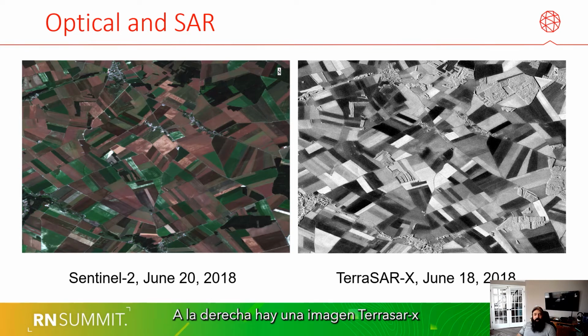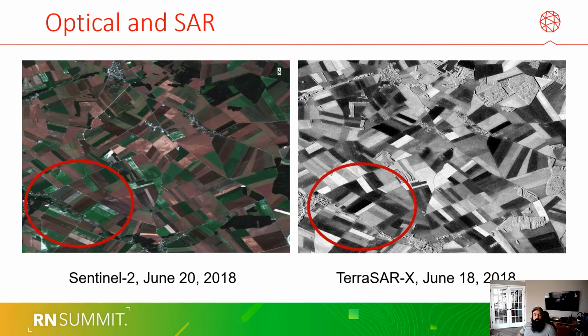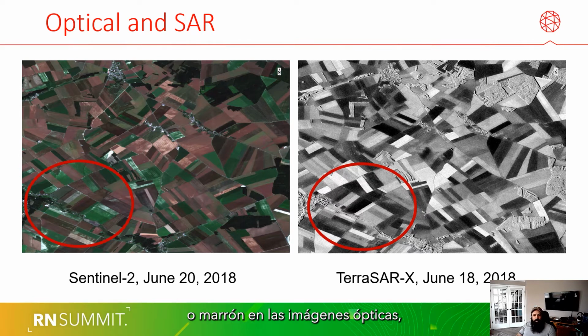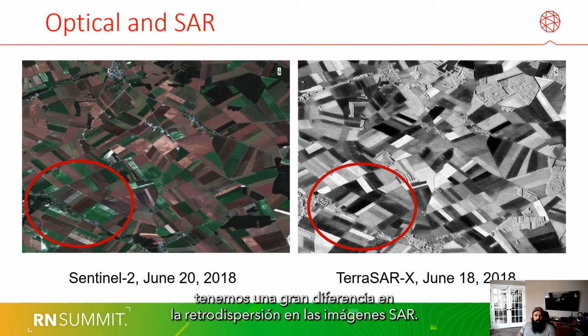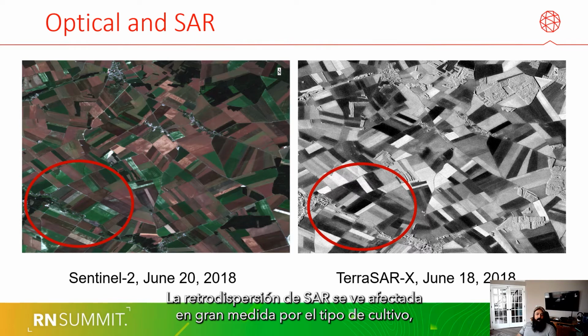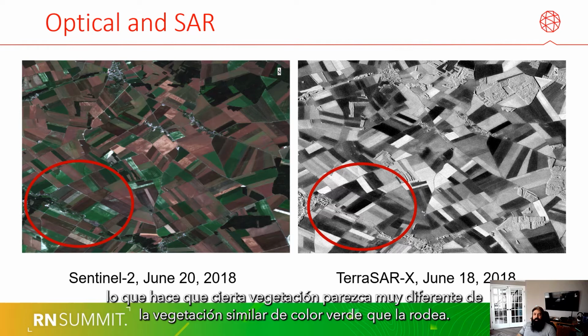On the right is a TerraSAR-X vertical transmit and vertical receive image, vertical being the polarization. That was collected on June 18th, 2018. And looking between the two, we can notice some differences. If you look at the red circle, even though all these areas show up as some sort of green gradient or that brown gradient with barren in the optical imagery, we have a large difference in the backscatter in the SAR image. Backscatter of SAR is affected greatly by crop type, soil moisture, geometric effects, thus making certain vegetation appear very different from similar green-colored vegetation around it.